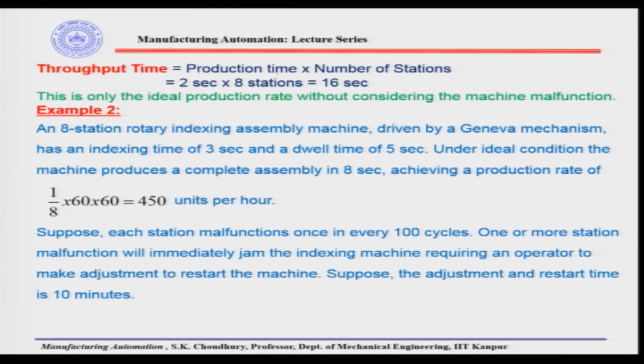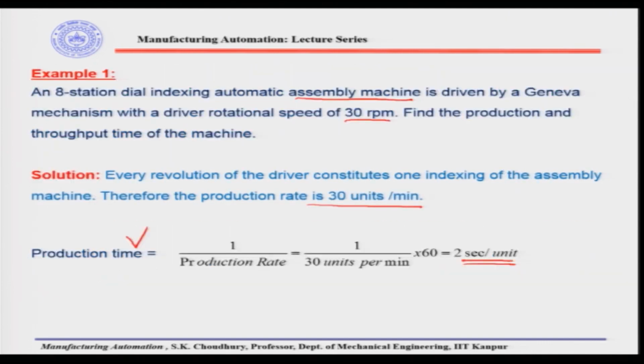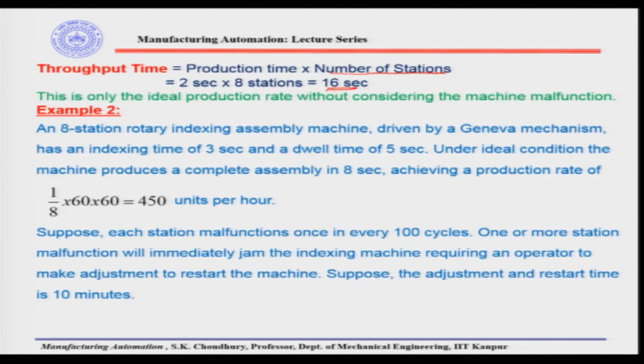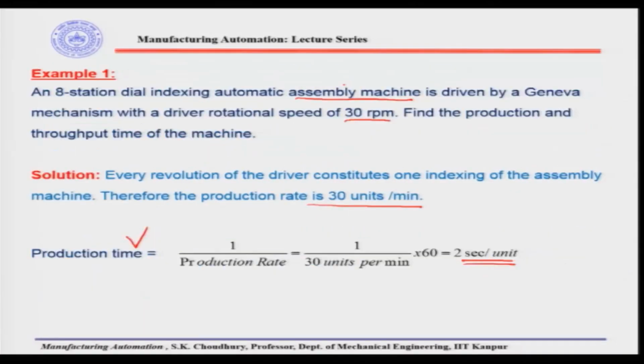So, therefore, the production time times the number of stations will be equal to the throughput time. As you can see, if the production time is 2 seconds per unit, the throughput time is 16 seconds. It is obvious. Now, here we have not considered the line breakdown. We said that in the ideal case, if no breakdown occurs, then we will have the throughput time as 16 seconds and the production time as 2 seconds per unit.